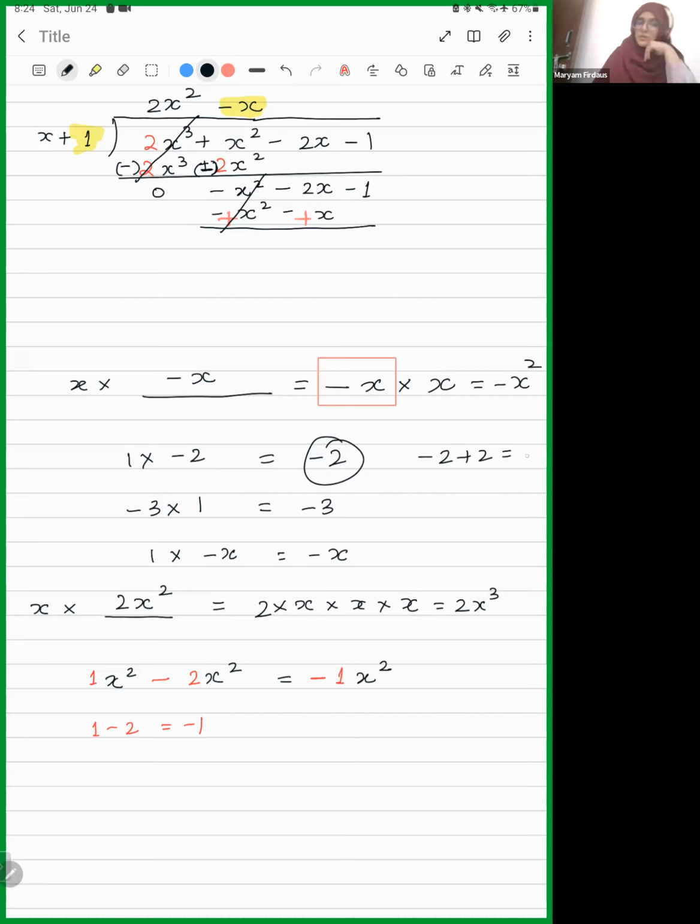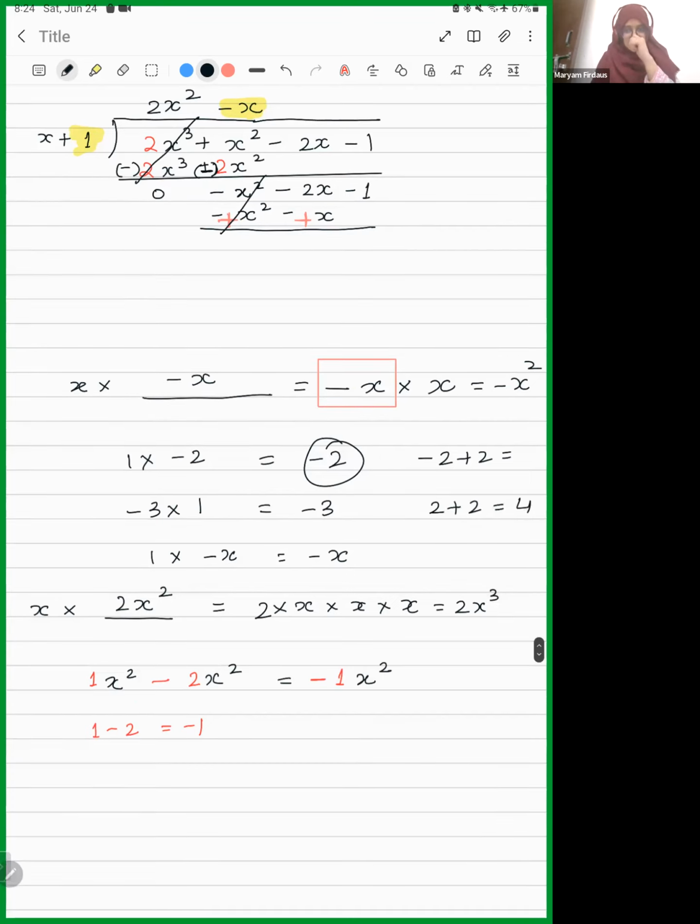Now, what is minus 2 plus 2, Riyas? What is minus 2 plus 2? It's 4. Then what is 2 plus 2? 2 plus 2 is 4. So then what is minus 2 plus 2? Minus 4. Okay.